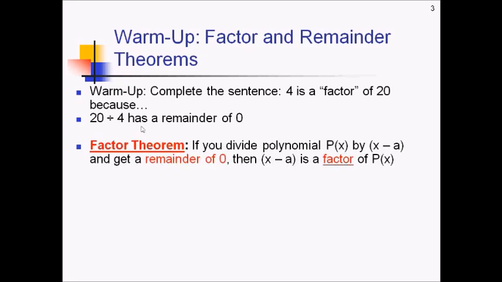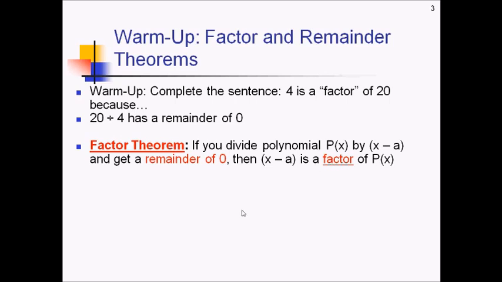And this brings us to our first big theorem of the day, the factor theorem, which says if you divide a polynomial, p of x, by some binomial, x minus a, this could be x minus 2 or x plus 3, whatever. If you do this division and you get a remainder of 0, then that means that binomial you just divided by is a factor of p of x. Now you might say, well, how do we divide a polynomial by a binomial? We'll get there. For now, all you need to think about is if you are able to do this division and you get a remainder of 0, you've just found a factor.